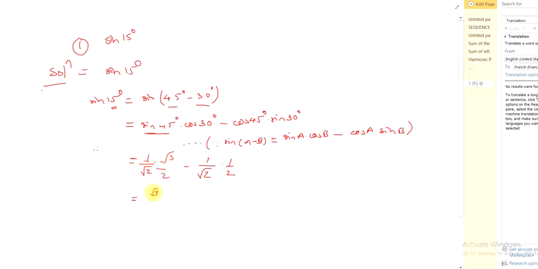Now the denominator is 2 root 2, minus 1 into 1, and into 2 root 2. Here the denominator is the same, therefore we can collect the terms at the numerator: root 3 minus 1 by 2 root 2. In this way, we can solve the examples by using the formulas which we have seen.